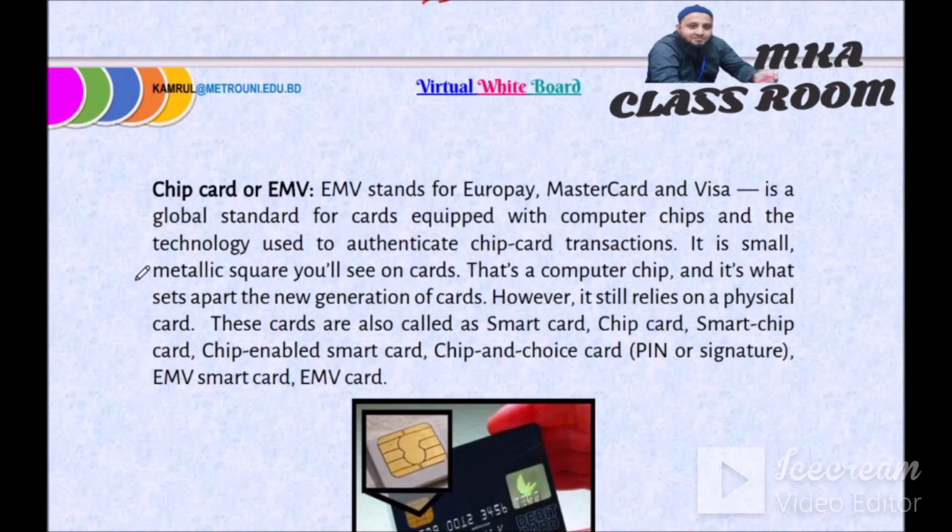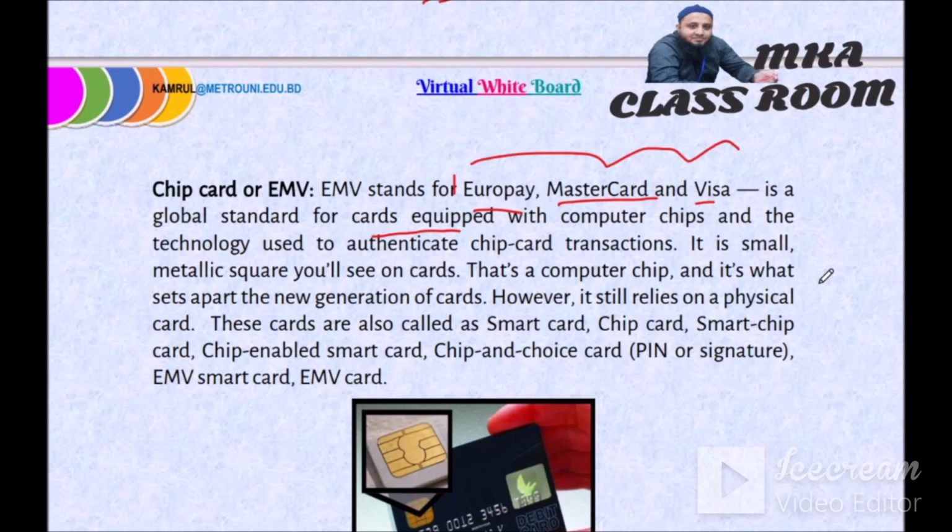Chip card or EMV. EMV stands for Europay, MasterCard and Visa. EMV is a global standard for cards equipped with computer chips and the technology used to authenticate chip card transactions. It is a small, metallic square. You will see that computer chip, and it sets apart a new generation of cards. However, it still relies on a physical card. These cards are also called smart cards, chip cards, smart chip cards.